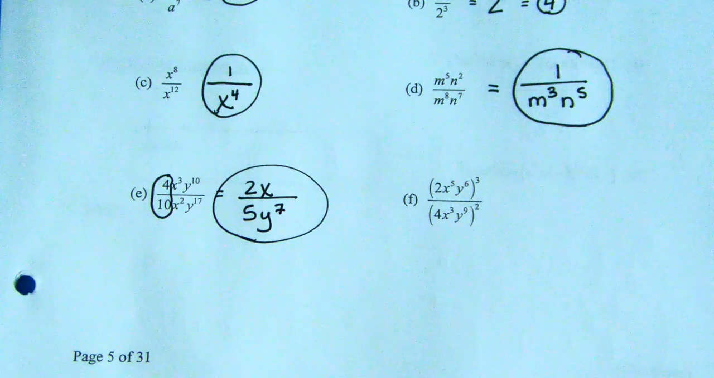See what you can do in F. You first need to distribute your exponents, and then you'll start doing this division rule. Try letter F, and again, when you're done, you're going to tell me what's in the top and what's in the bottom.